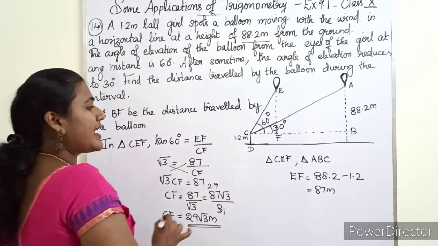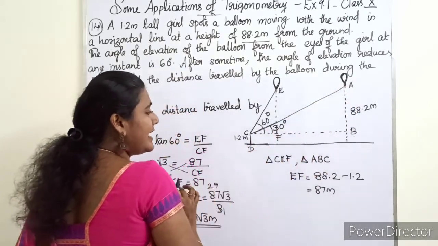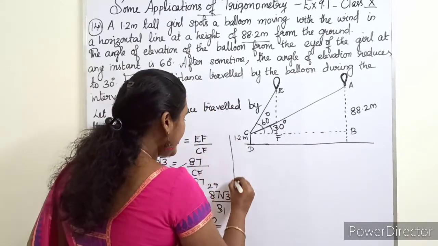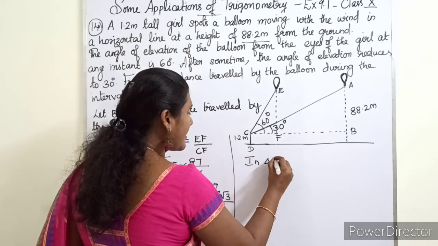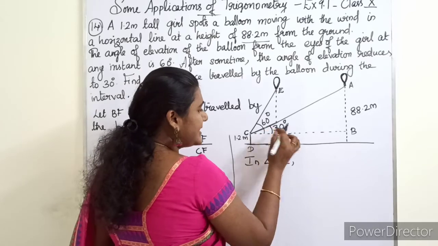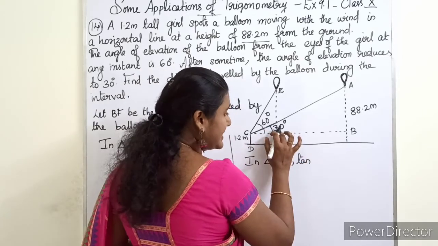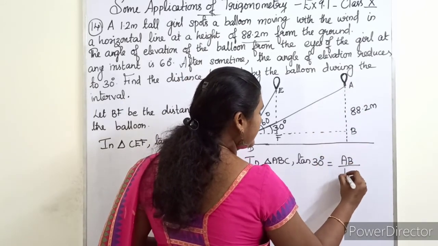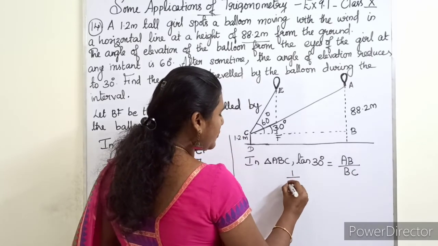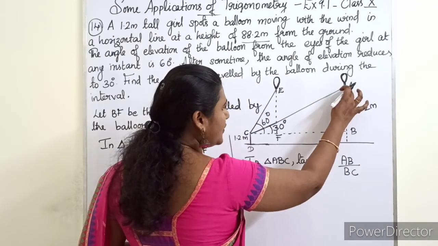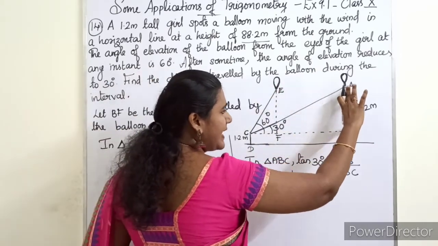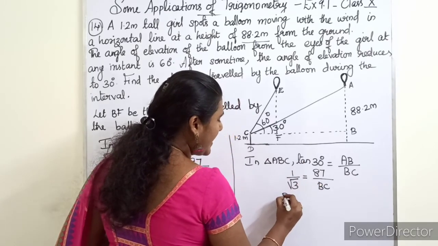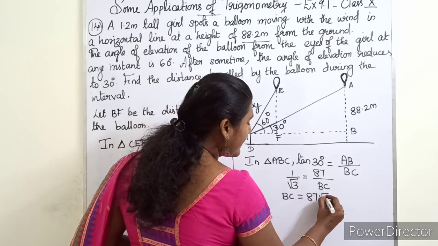Now we will consider triangle ABC, and we are going to find the length of BC. In triangle ABC, now here the angle is 30 degree. So tan 30 degree is equal to AB by BC. Now tan 30 is 1 by root 3. So 1 by root 3 is equal to AB, which is the same height as EF, that is 87, divided by BC. Now we will cross multiply. So BC is equal to 87 root 3 meters.